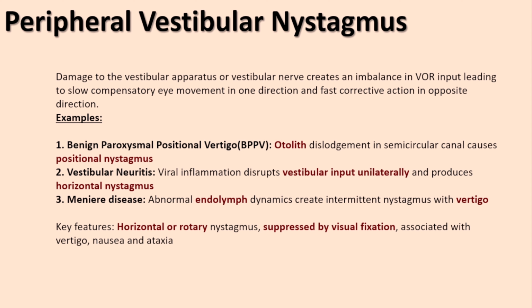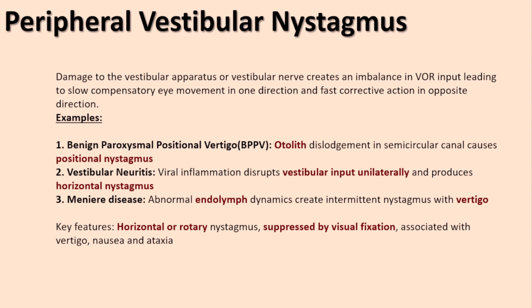Another disease that belongs to the peripheral vestibular nystagmus group is Meniere disease, when we have abnormal endolymph dynamics, and this creates an intermittent nystagmus with the vertigo. So the key feature when you have peripheral vestibular nystagmus is horizontal or rotary nystagmus. It is going to be associated with the vertigo, nausea, and ataxia because the vestibular system is involved. And also note that in case of peripheral vestibular nystagmus, we have suppression by the visual fixation.